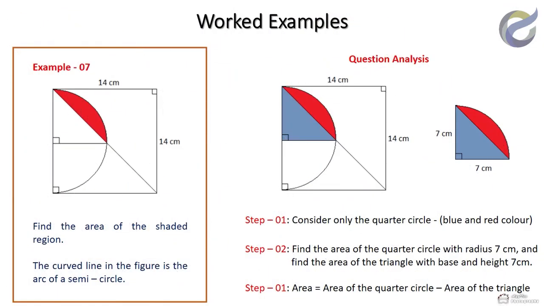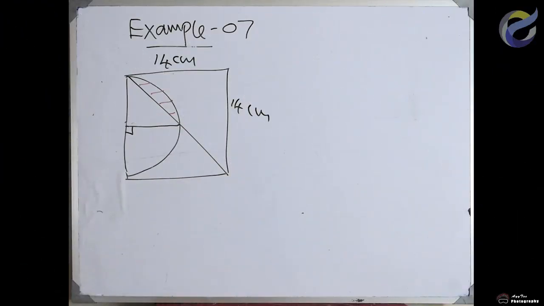This example shows a different diagram. Here that shaded region we can find simply if you consider that quarter circle alone. First of all, you try yourself. I'll do the sum for you all. Question number 7.